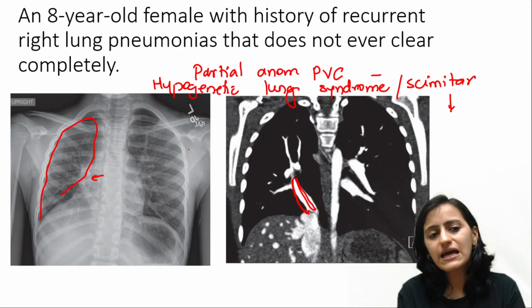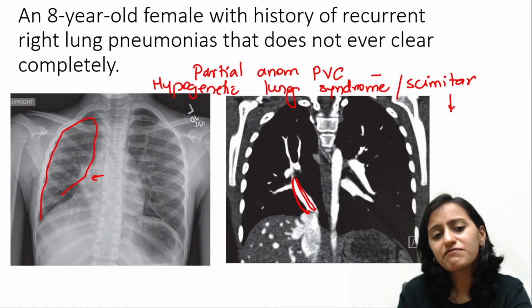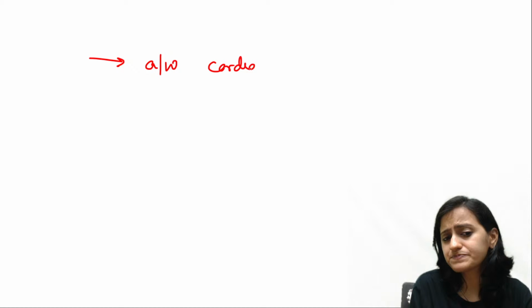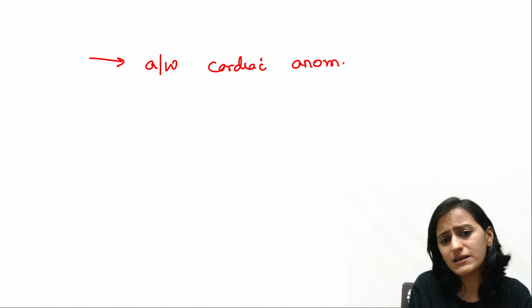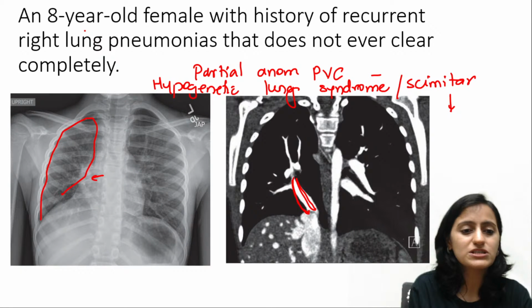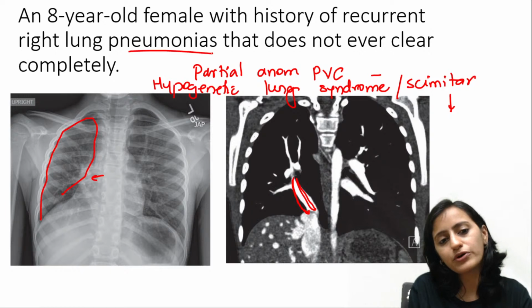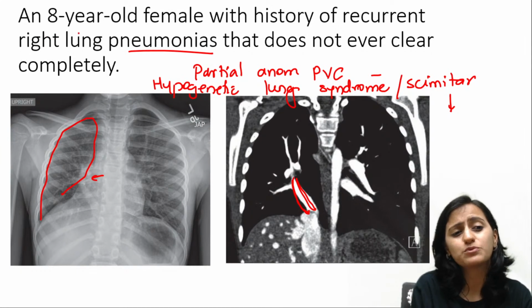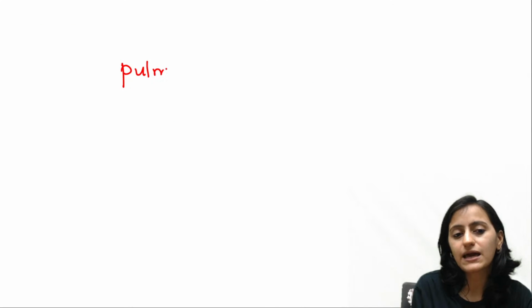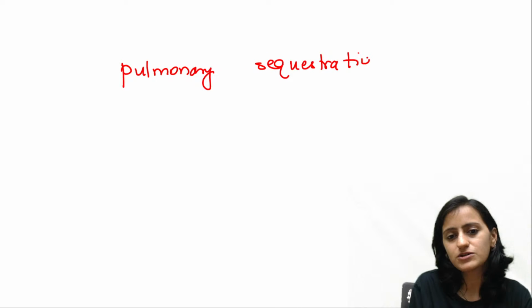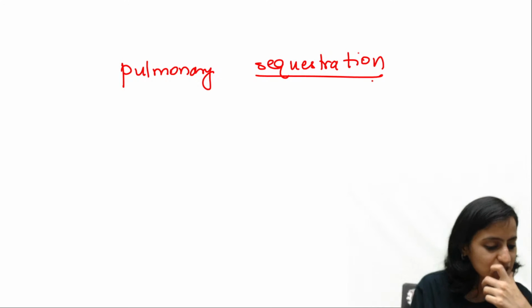Now you have the infantile type, you have the adult type. Infantile type is the one which is more severe and it is associated with other cardiac anomalies as well. So we should always test for other cardiac anomalies as well, and the patient can present with recurrent right lung pneumonias that do not clear. Another important differential when you have a patient with recurrent pneumonias that do not clear in the pediatric age group, again also remember your pulmonary sequestration. Okay, also remember your pulmonary sequestration.